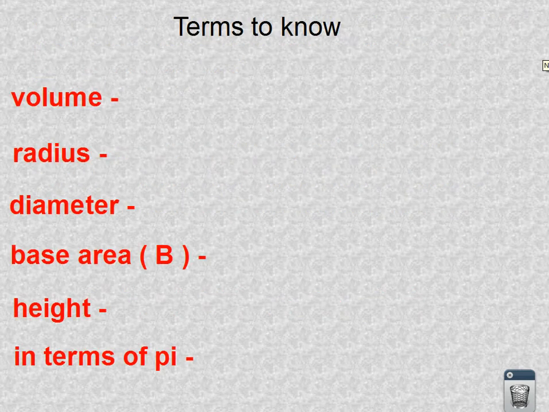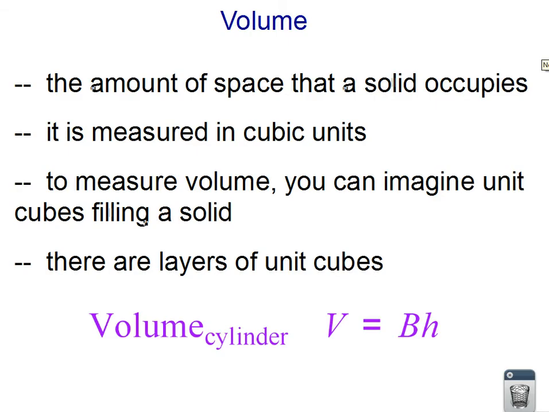Here are a few terms to know. I'd like you to copy these down in your journals and define them. Okay, volume is known as the amount of space that a solid occupies. It is measured in cubic units. One example of a cubic unit is inches cubed, which would be the three dimensions of length, width, and height. In this case we could call it 1 inch cubed, so each edge of the cube would be measured at 1 inch apiece.